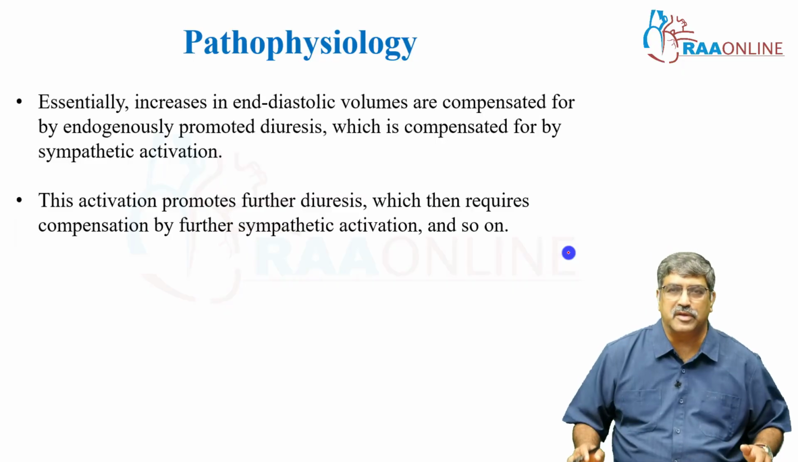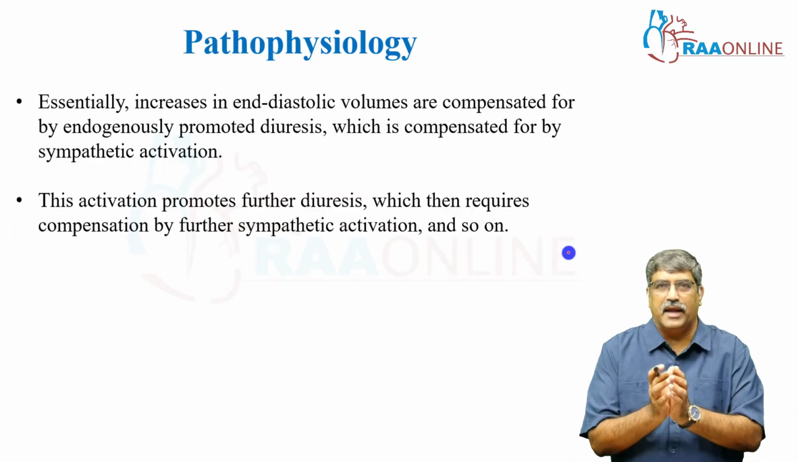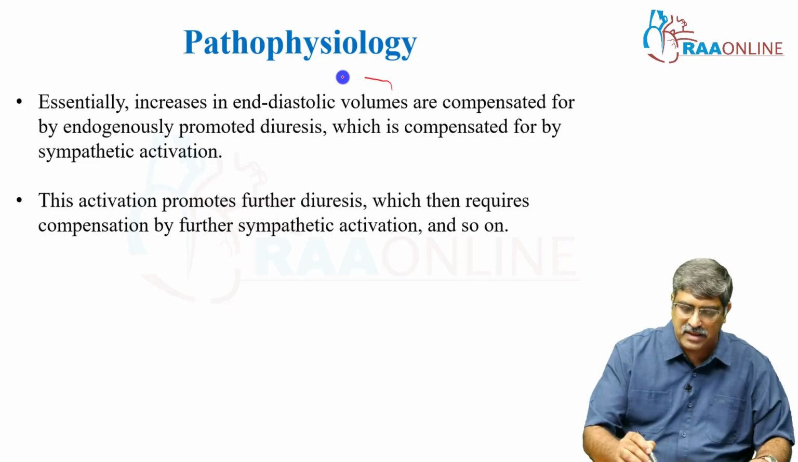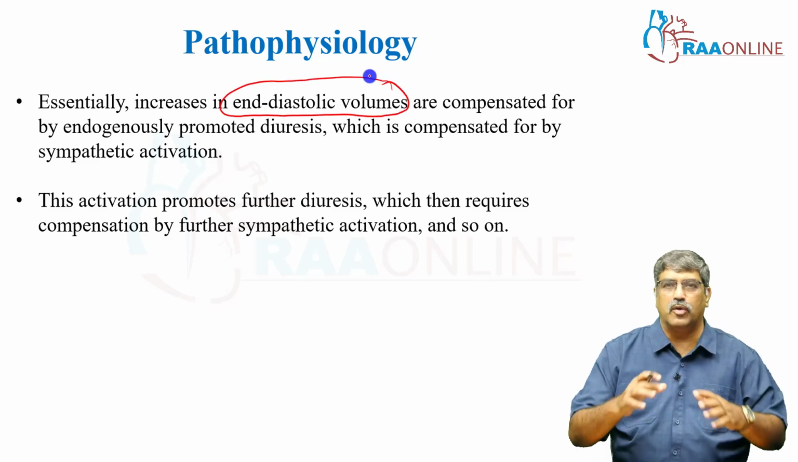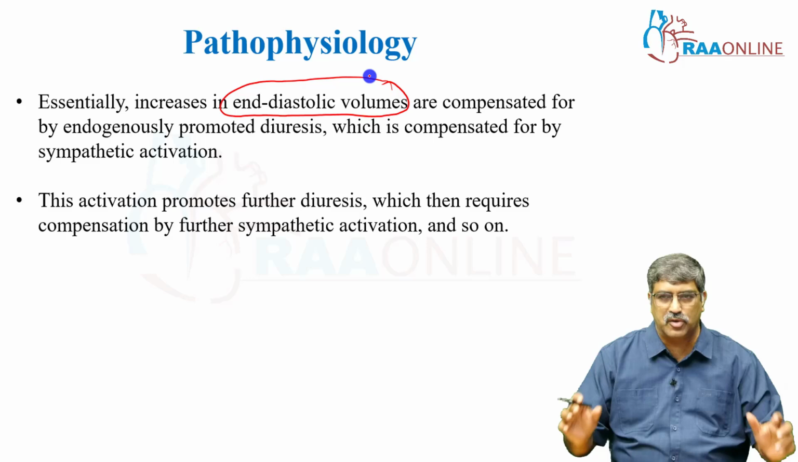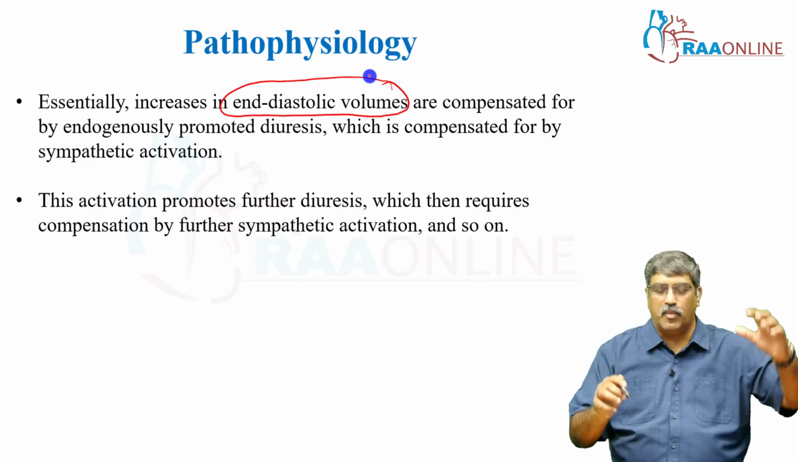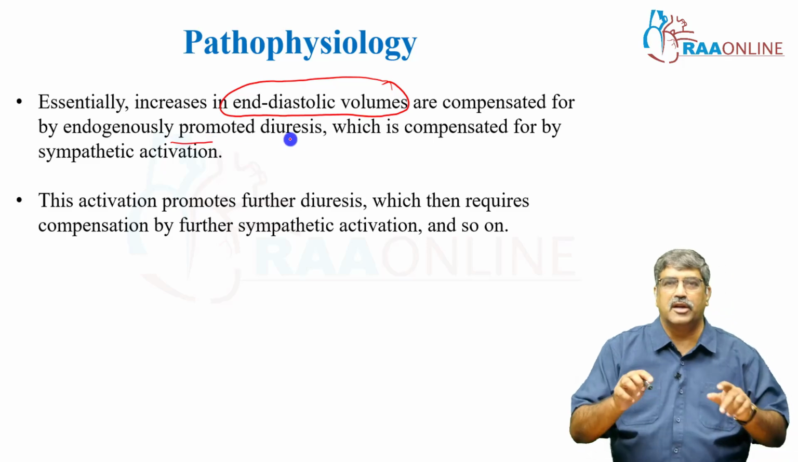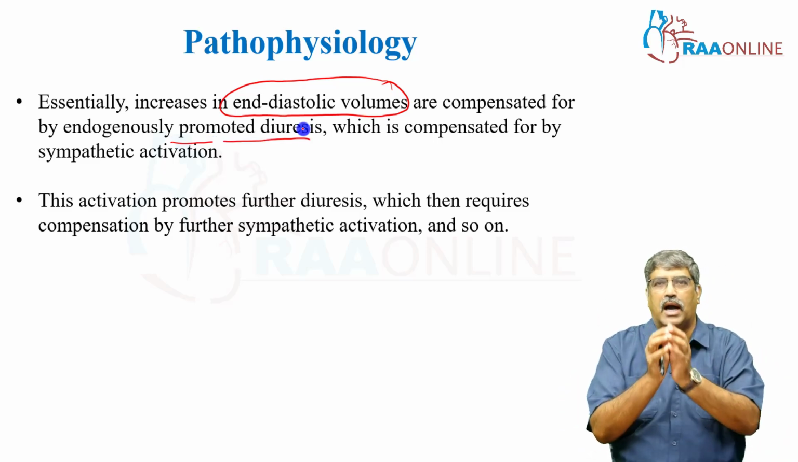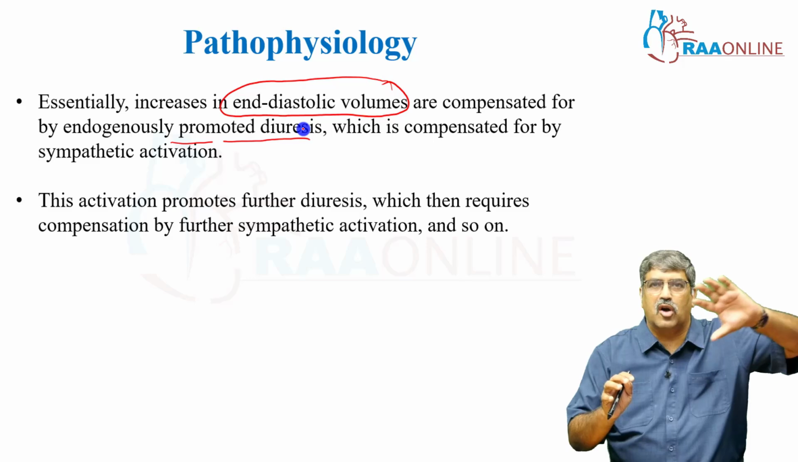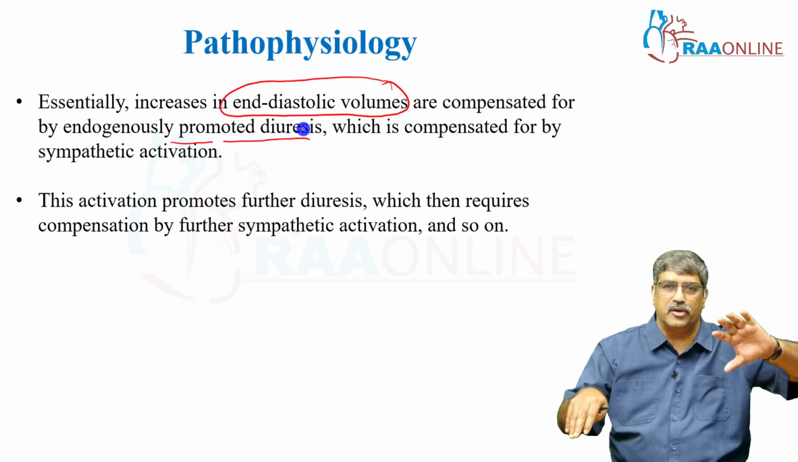Now coming to pathophysiology. Your heart is failing and there is going to be an increase in end diastolic volume. Your left ventricular end diastolic volume is going to be high. As the end diastolic volume is high, it is compensated by increased diuresis. There is a large volume in the heart and this volume is compensated by increased diuresis.